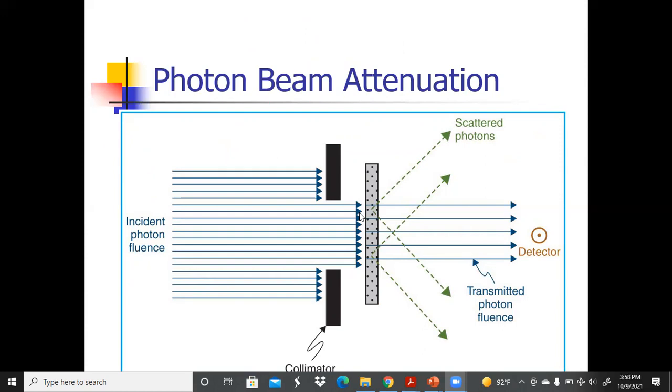So when the photons come through, not all of them are going to make it straight through. Not all of them are going to experience something that's going to change their path. When they do change path, we see scatter. So they're going in different directions here. This is the amount of transmitted photon fluence that's coming in. So this is how much we've got coming in, and this is how much that's transmitted. We know not all of this is going to be transmitted. The question becomes, how much?